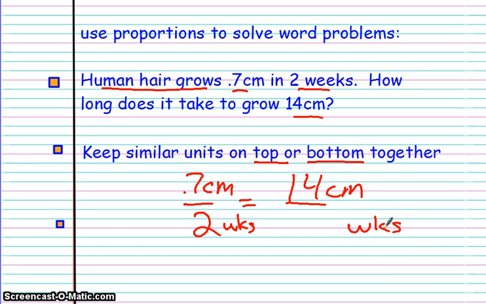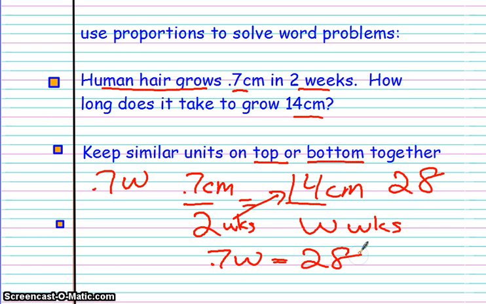So guess what we're going to use? Cross product. So we're going to take the cross product of 2 times 14, which is 28, and then we have, let's just call this W over here, 0.7 times W. So now we're going to have a one-step equation. 0.7W equals 28. We can divide both sides by 0.7. And if I do that, we're going to wind up with W equals 40.